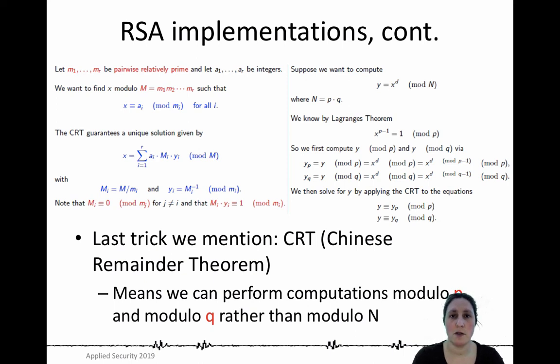So the idea when using the CRT is that we take the input value, which on this slide is called x. We first raise it to the power d, but we do everything mod p, and p is much smaller than n, so this will be much faster. Then we do the same, but everything mod q, and then we use the Chinese remainder theorem to compute the result mod n. This gives us a very nice speed up, and it's very, very often used in practice.